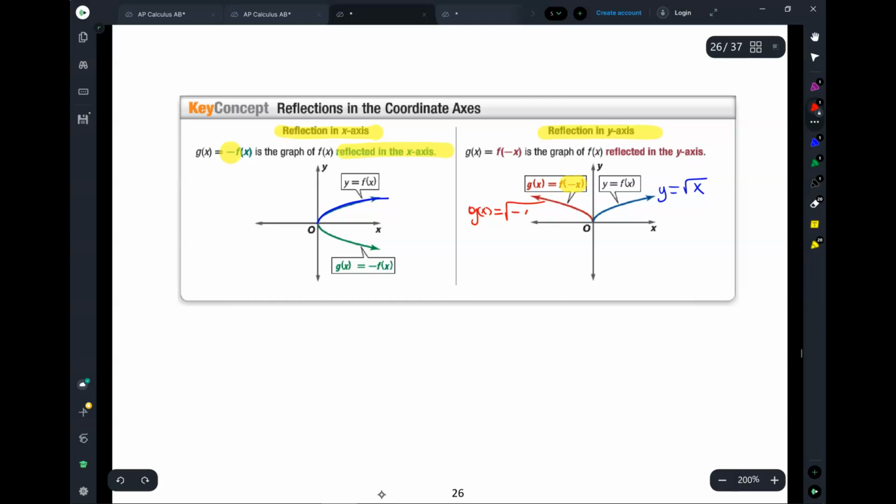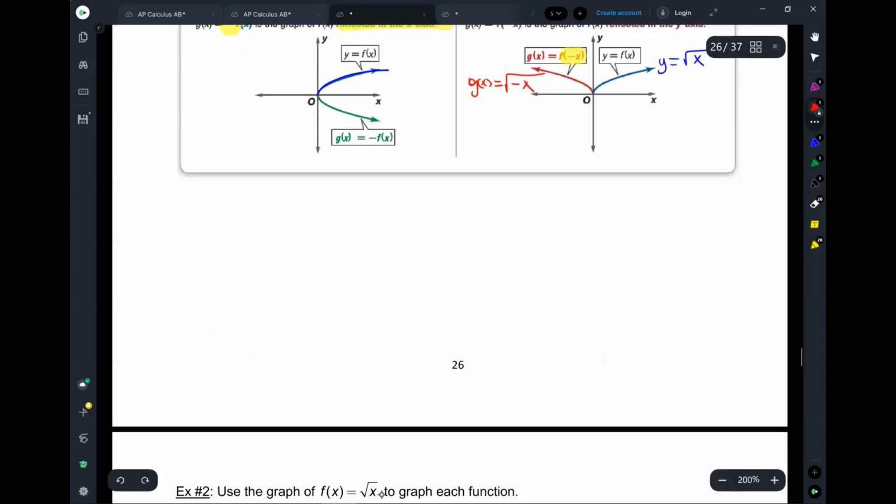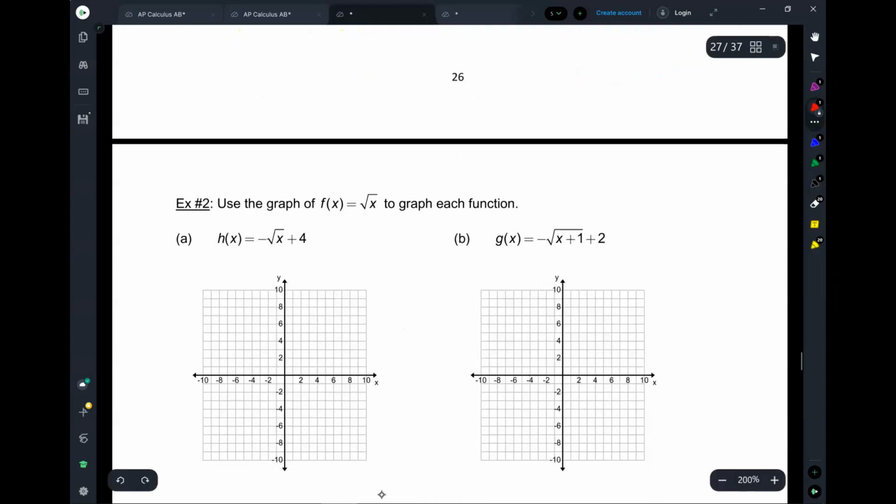the square root of negative x. Now, can 0 go in here? Yeah. Can all the positive numbers go in here? No. But can all the negative numbers? Yes. Do you see how it now switches and only exists on the negative x values and not on the positive ones? You see the power of math? Okay, so that's a reflection in the y-axis.